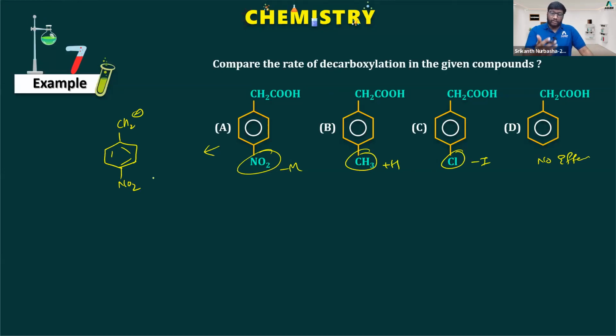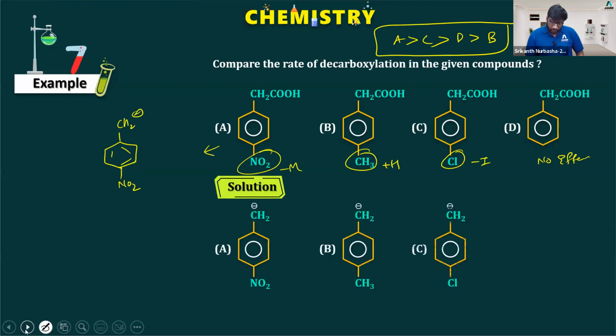NO2, an electron withdrawing group, increases the stability because it decreases the charge. Which is withdrawing the electron density greatly? NO2, so A should be greater. And C is also effectively withdrawing the electron density, so after A you have C. In B and D, B is donating electron density because of hyperconjugation, whereas in D there is no effect. So D will be greater than B. ACDB is the right order, because electron withdrawing groups remove the negative charge, making the system more stable. Electron donating groups make it unstable.